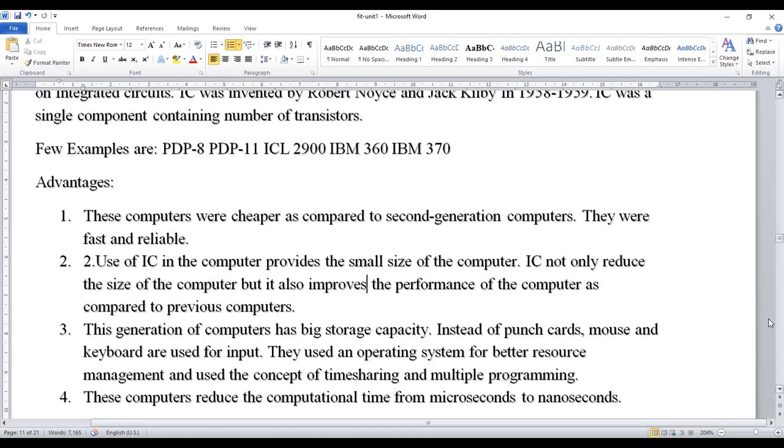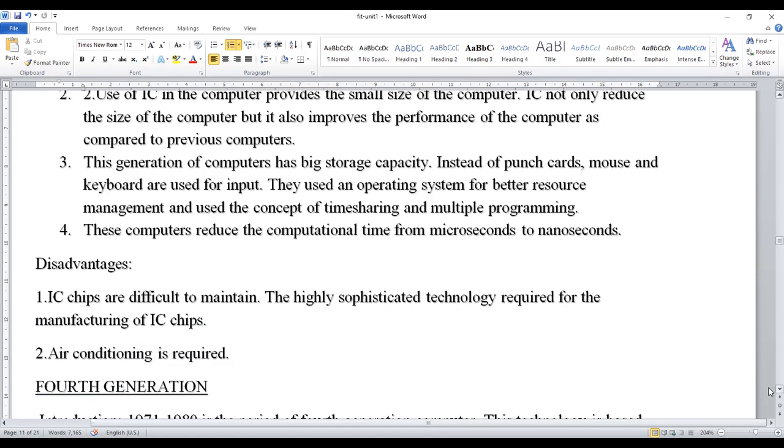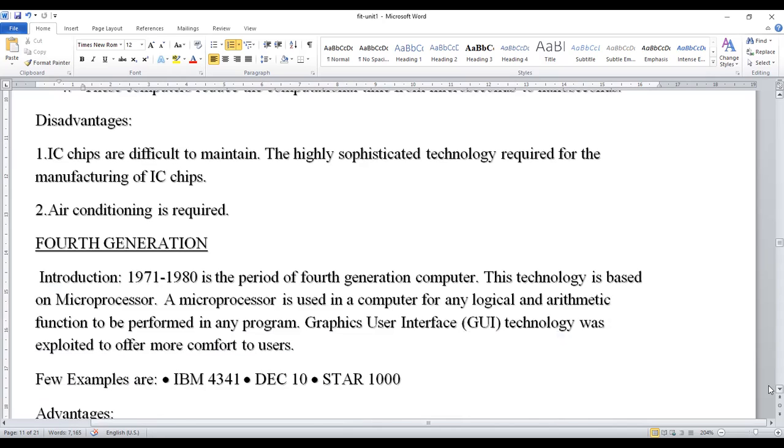They use an operating system for better resource management and use the concept of time sharing and multi-programming. All these concepts were introduced: operating system, multi-programming, time sharing. These computers reduced the computational time from microseconds to nanoseconds. So the disadvantages are that IC chips are difficult to maintain, and highly sophisticated technology is required for manufacturing IC chips. Air conditioning is also required to maintain them.